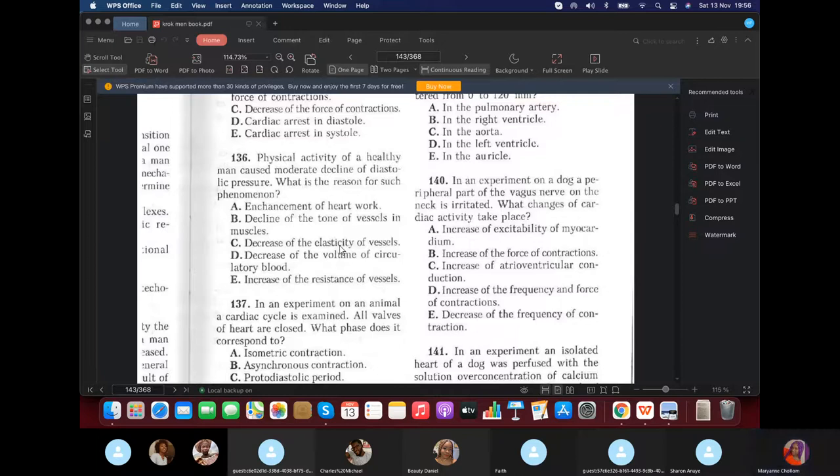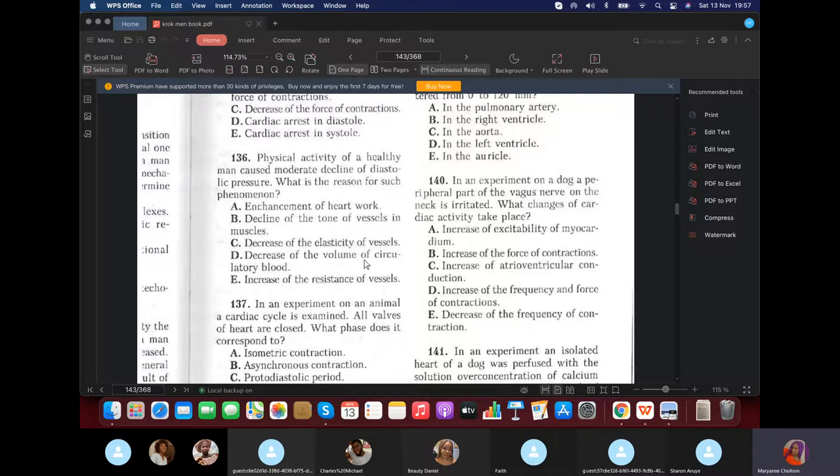Let's do C, decrease of the elasticity of blood vessel. I told you in the last lecture, if there's increased elasticity of blood vessel, there's an increase in the tone of the vessel, and an increase in diastolic pressure. If there's decrease of the elasticity of vessel, there'll be a decrease in the diastolic pressure. Yes, but I'll explain why it's not this.